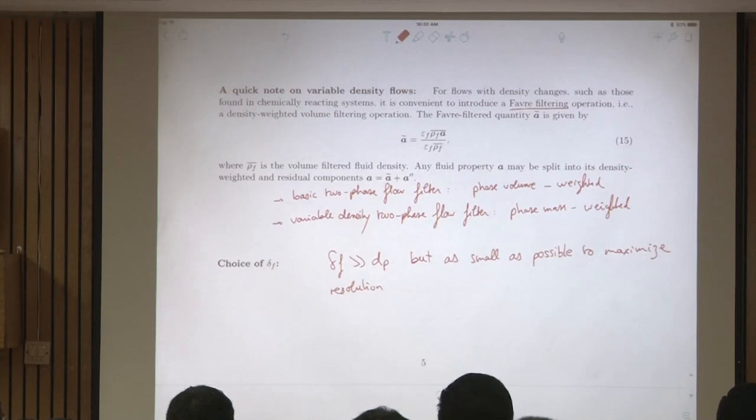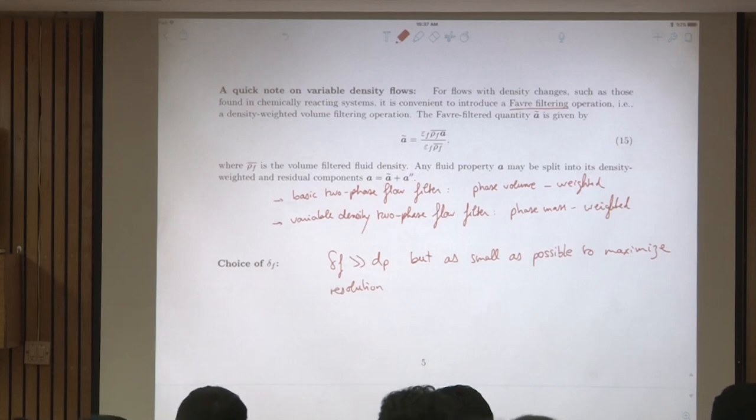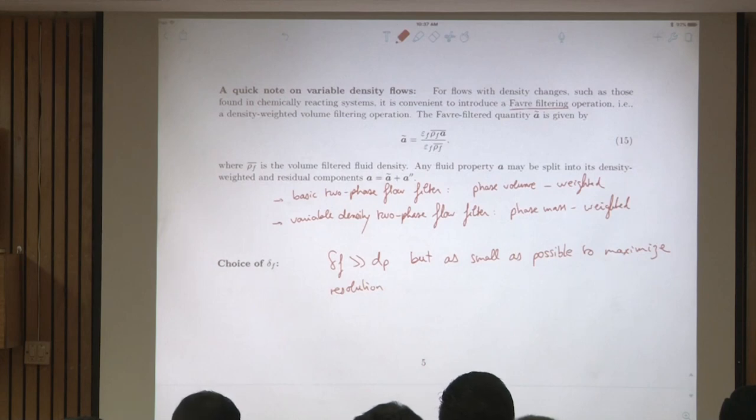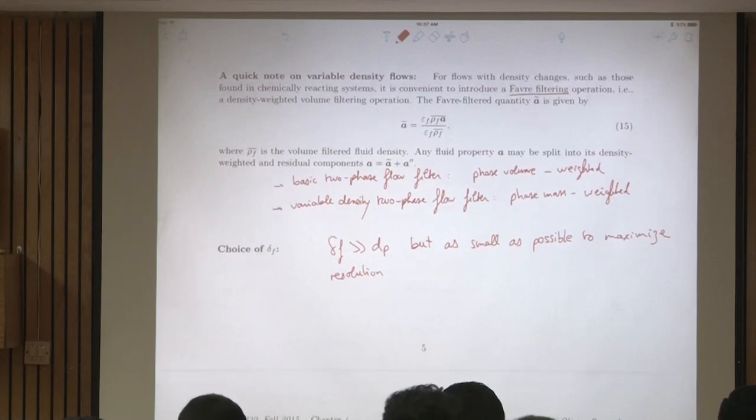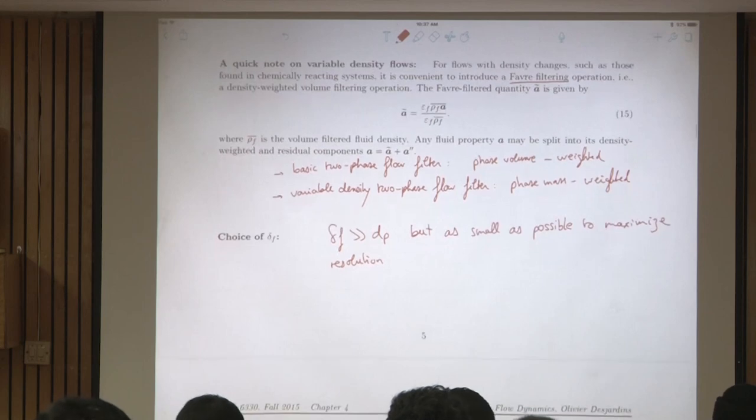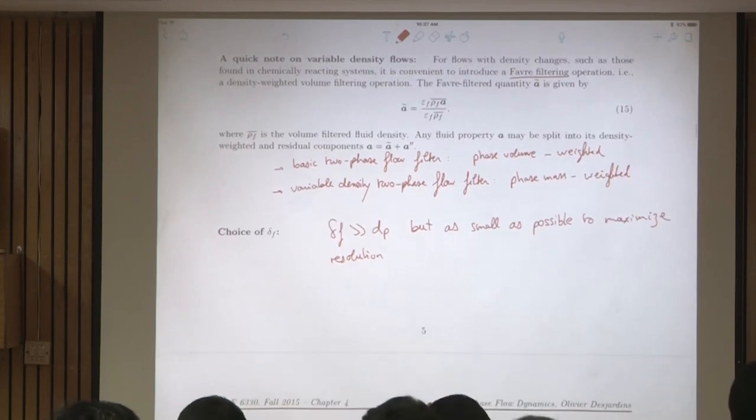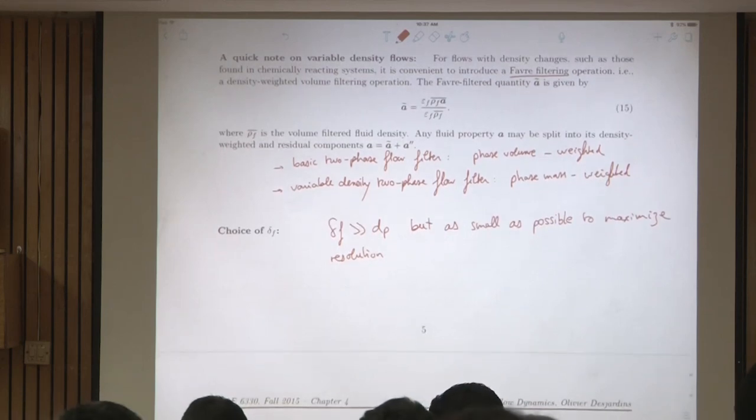Okay, we have our tool. We're going to apply this tool to our equations. We'll just do continuity, say. It's already tedious enough. Then you'll see that things become quite a bit more complicated. So we'll just apply this explicit filtering onto our continuity equation and build a filtered continuity equation for the fluid phase, okay?